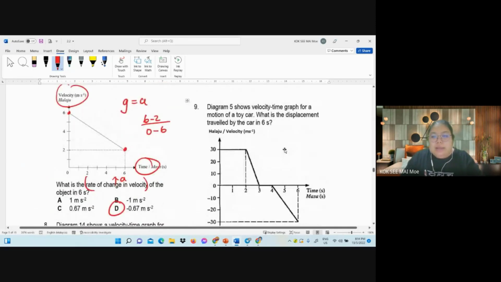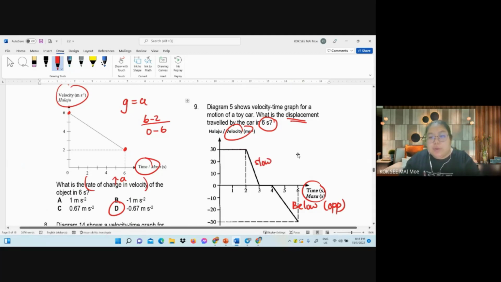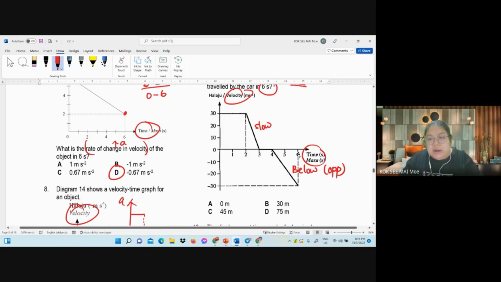Then number 9, VT graph. They ask what is the displacement traveled by the car in 6 seconds. This one is below the graph, and below means opposite. This one is slowing down. They want to find the displacement, so we need to find the area under the graph.